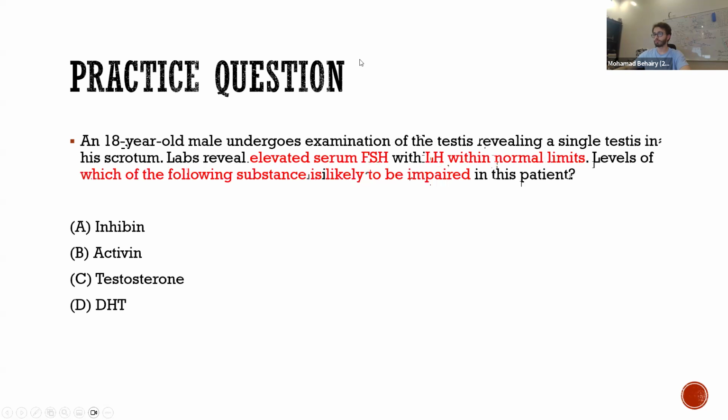Okay, the answer to this will be A, inhibin. As we said, we have inhibin or activin. Inhibin, from its name, inhibits. It inhibits the FSH increase when the levels get too high. In this patient, he has so much FSH, which is not going down. It's because we have a problem with inhibin.